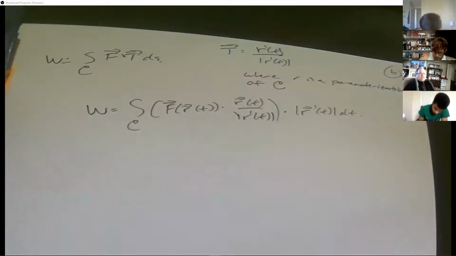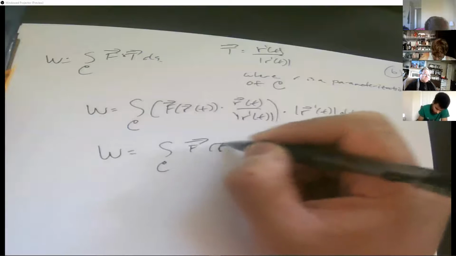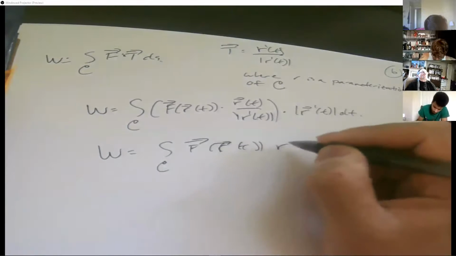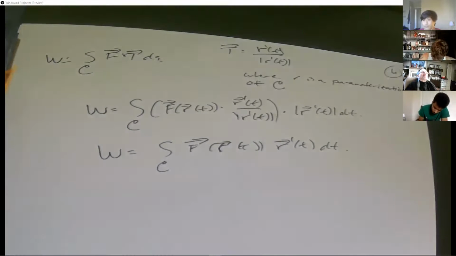That worked out really nicely because we get work is the integral of F at r dot r prime dt. These r prime lengths cancel. So to compute the work, all we have to do is evaluate our vector field on our curve, multiply by the derivative, and then integrate. Any questions about that?